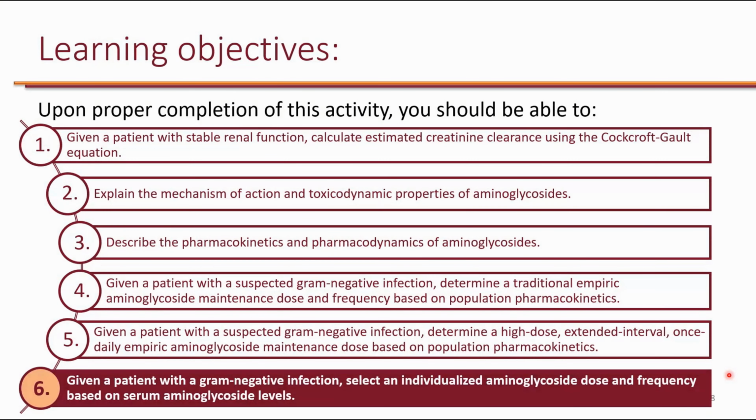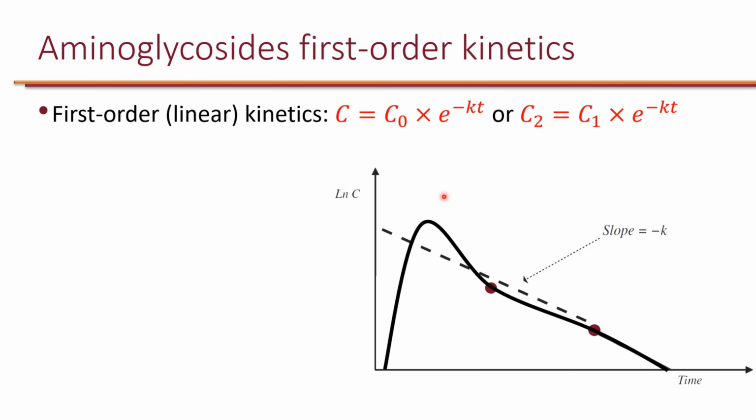We looked at creatinine clearance, we looked at pharmacology and PK/PD of aminoglycosides. We also looked at traditional and extended interval empiric dosing of aminoglycosides. Now, the last learning objective is, given a patient with a gram-negative infection, select an individualized aminoglycoside dose and frequency based on serum aminoglycoside levels.